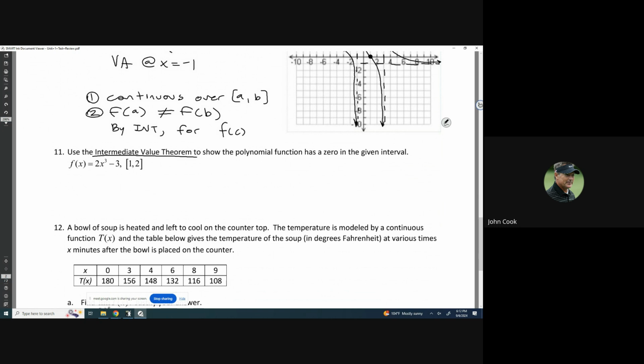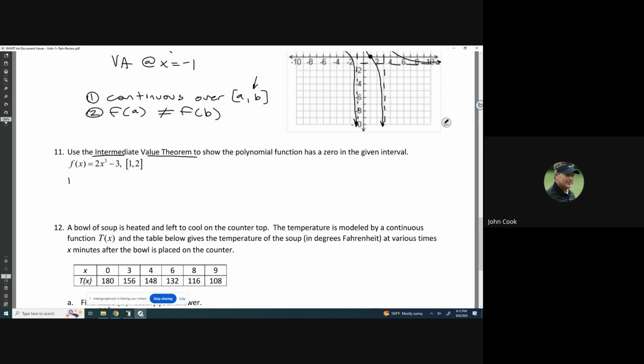2, and maybe I should show an inequality for that. No, I'll just use numbers. But basically, there needs to be some value c that's in this interval that gives me a number in between those 2. Okay. And I'll show you what I'm talking about in a second. All right, let's use the intermediate value theorem.